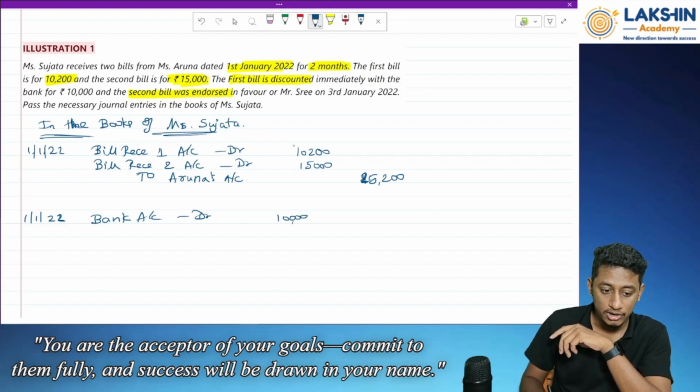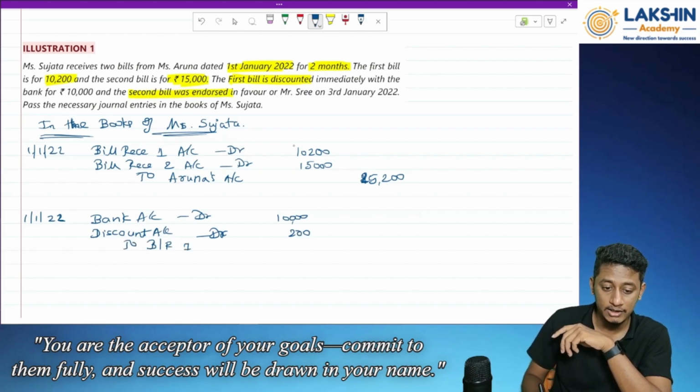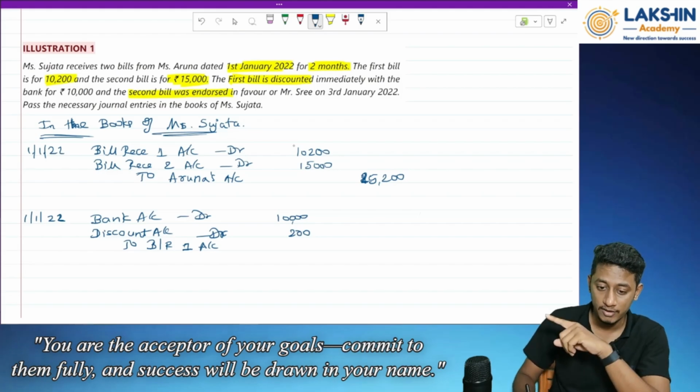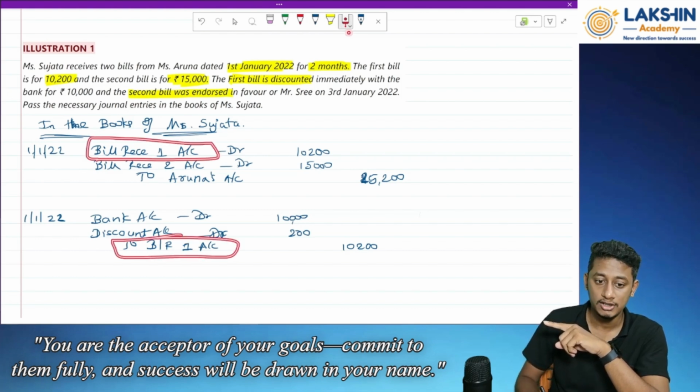Then I have also incurred a discount. That is my expense. So the discount account is also debited over here because it's an expense. How much? Rupees 200. So to bill receivable one account. The first bill has been cleared off by passing this particular entry. See, I had created the bill over here and I am clearing off the bill over here. Got it? How to pass the entries?